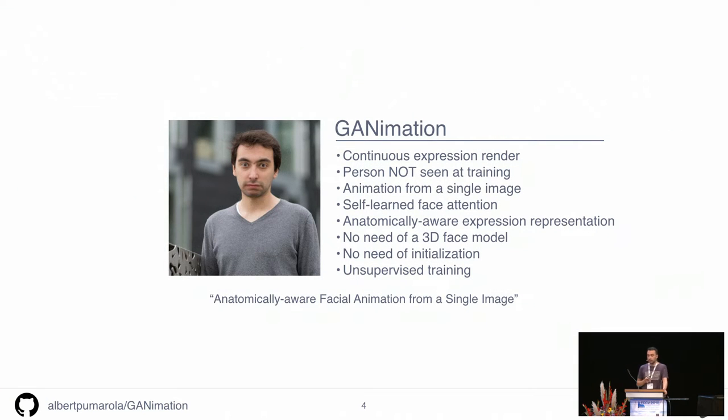To state our work, we present a differentiable renderer capable of changing the expression of a person not previously seen in training, and just from a single image. To do this, we have two main components. The first one is a self-learned face attention, which is capable of focusing on specific parts of the face. And the second key component is an anatomically aware expression representation, which does not require a 3D face model nor an initialization method. Also, the entire method is trained in an unsupervised manner.